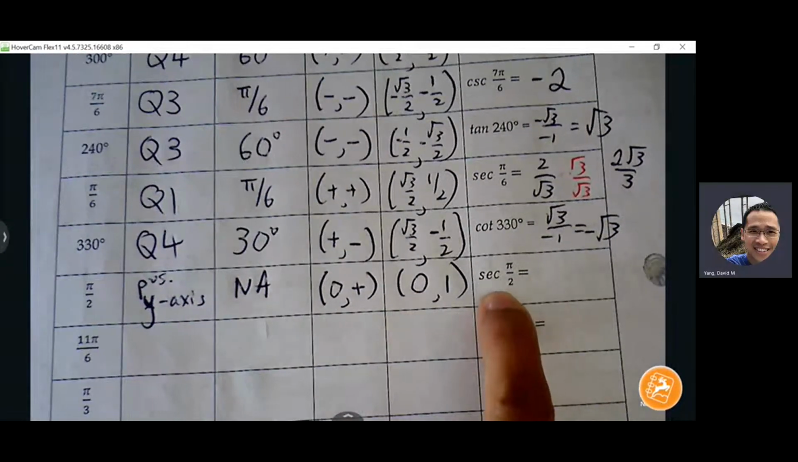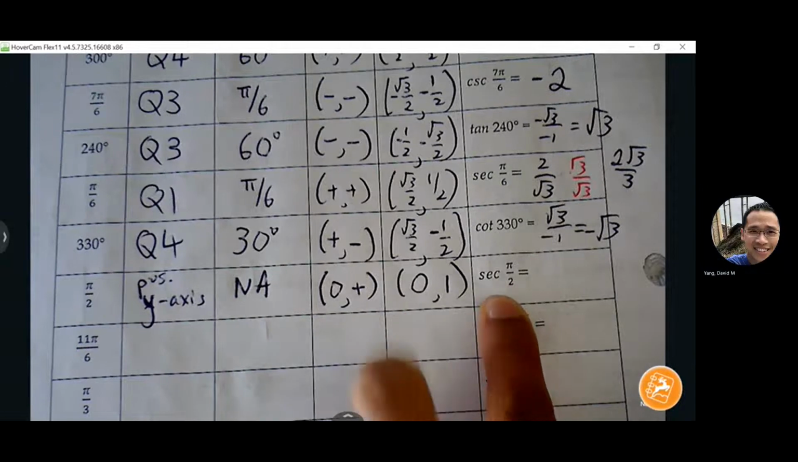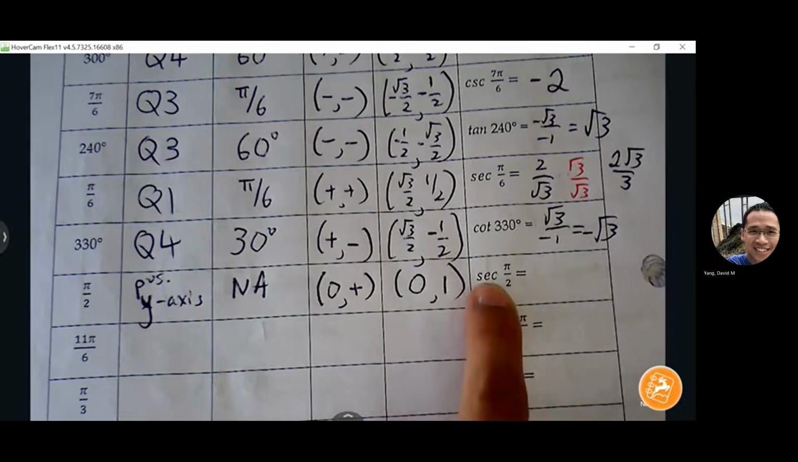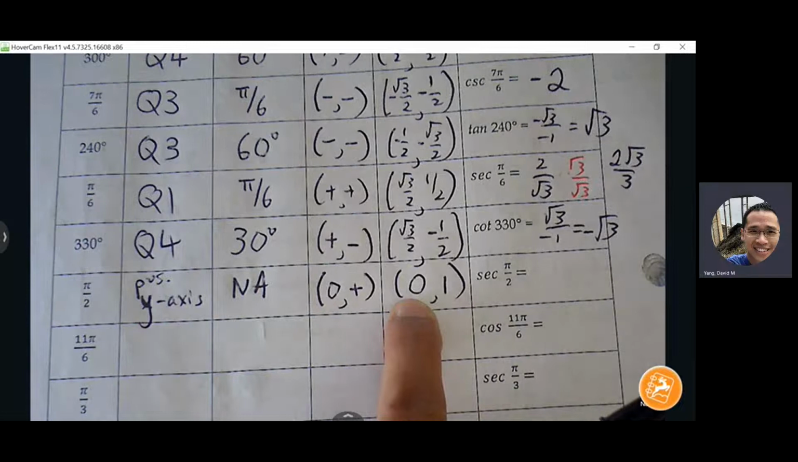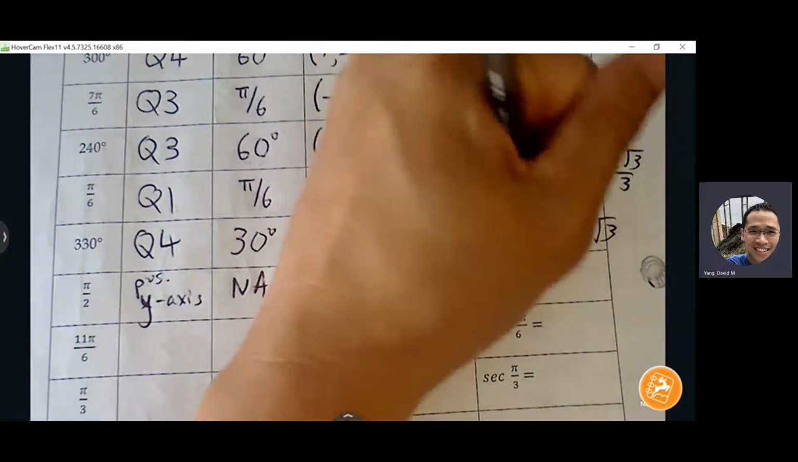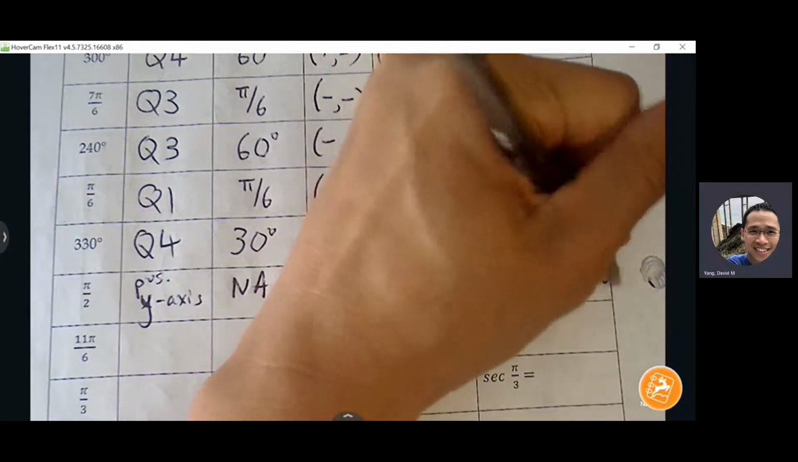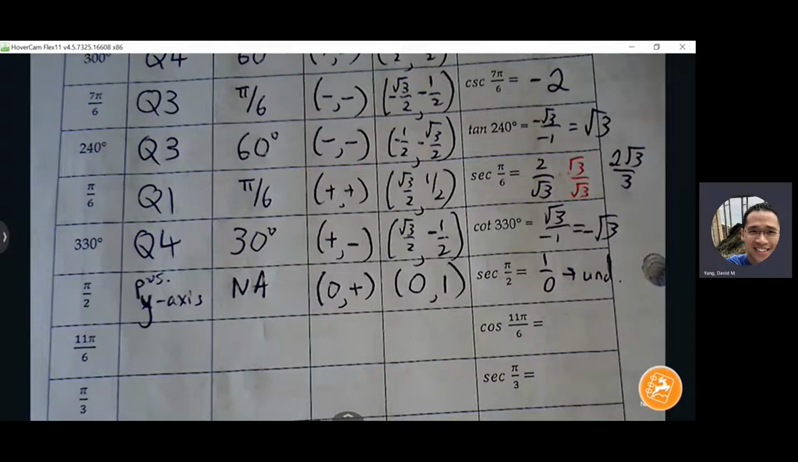All right, secant is related to the cosine. The cosine is the x. And what do you do with the x? Flip it. Okay, so think of 0 as 0 over 1. So if I flip 0 over 1, I get 1 over 0, which is undefined. Okay.